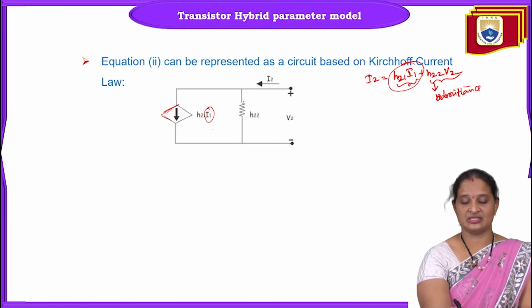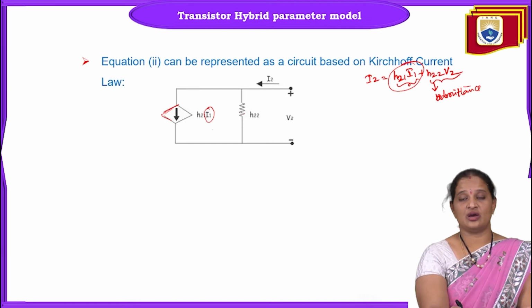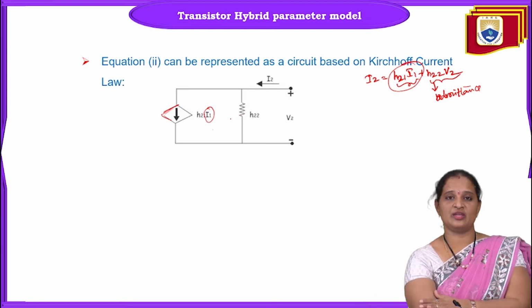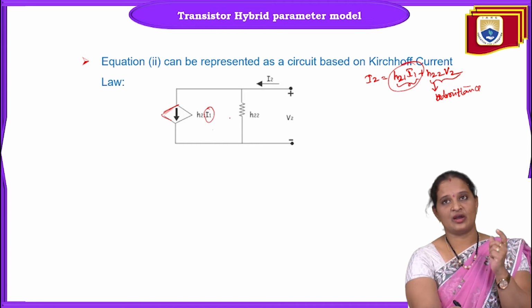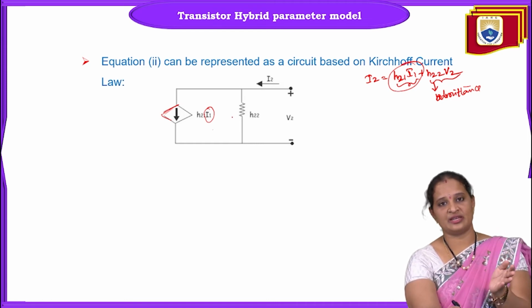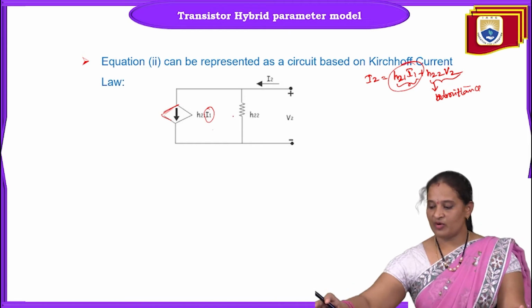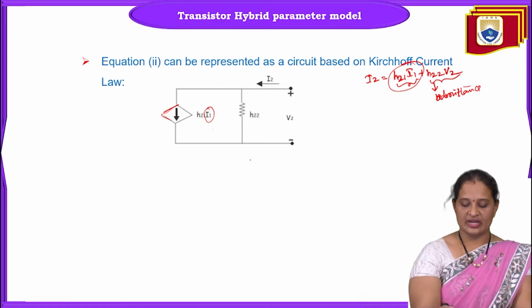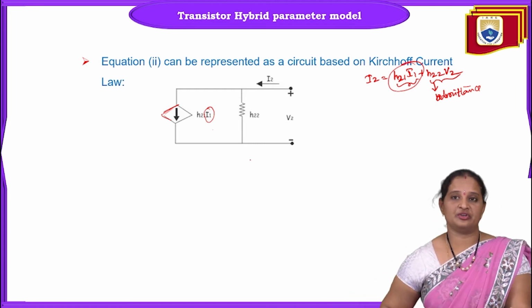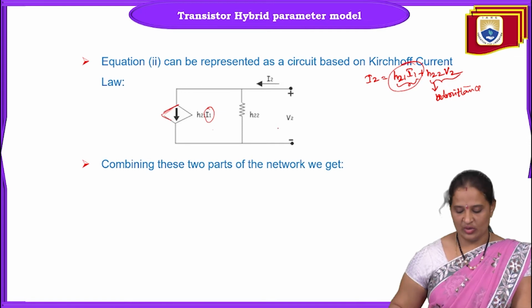The current direction is this, where the circuit is drawn by applying Kirchhoff's current law. What is the current law? KCL states that the sum of currents entering a node is equal to the sum of currents leaving the node. That is why all the elements will be connected in parallel. So this is the equivalent circuit.